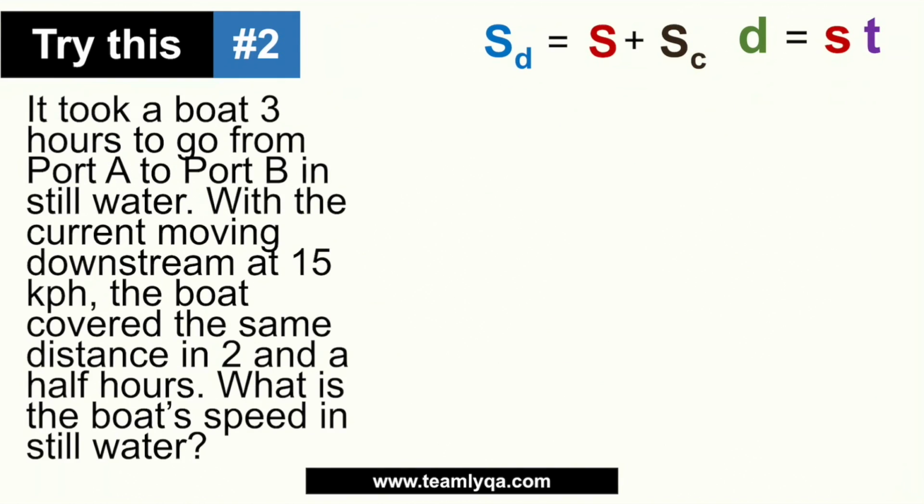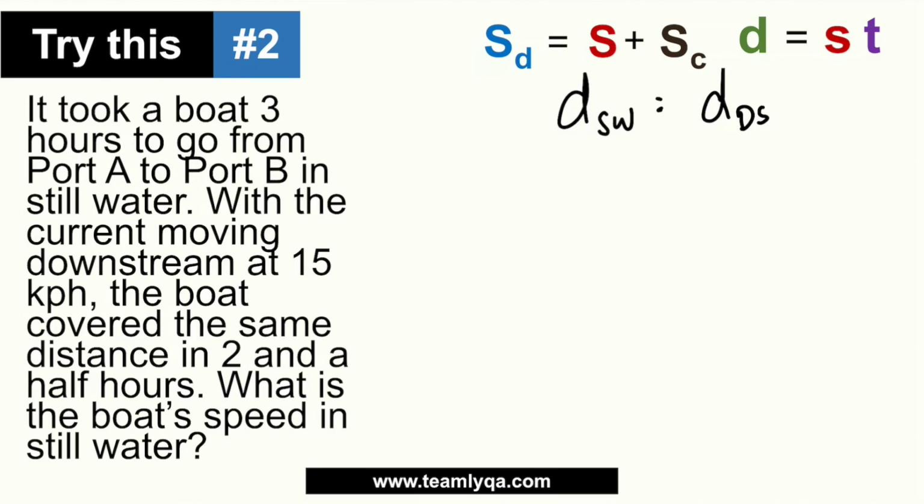Number 2. Sabi dito, it took about 3 hours to go from port A to port B in still water. With the current moving downstream at 15 kilometers per hour, the boat covered the same distance in 2.5 hours. What is the boat's speed in still water? Okay? So, isosolve natin ito knowing na pareho uli yung distance na pinag-uusapan. Okay? So, alam natin, yung distance moving in still water, equal siya dun sa distance na kinover noong moving downstream. So, isosolve lang natin given yung mga information that we have here.